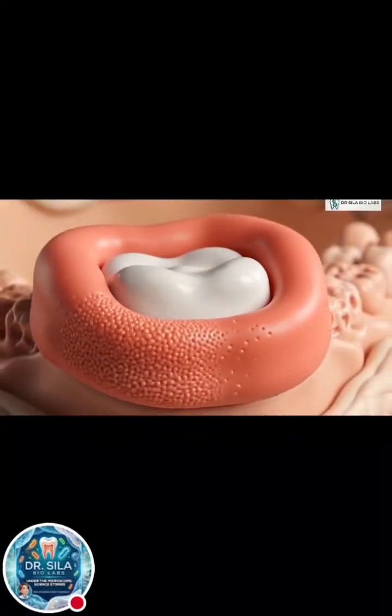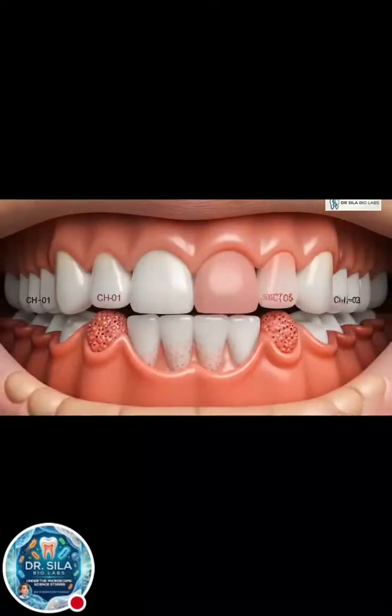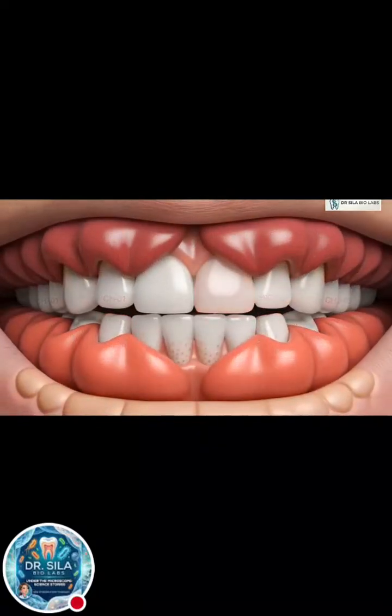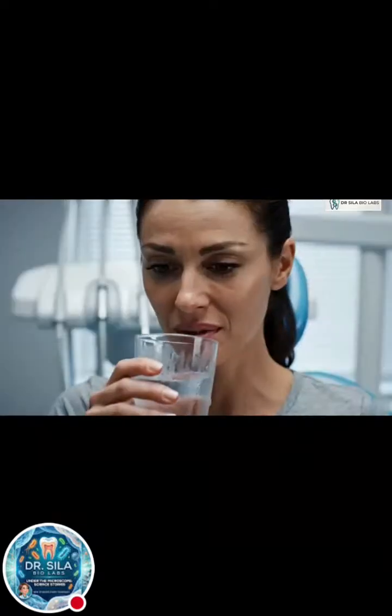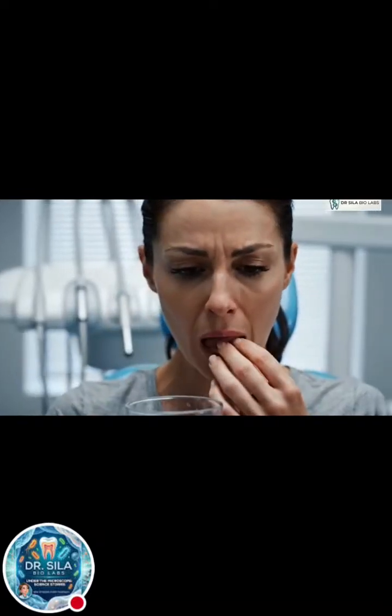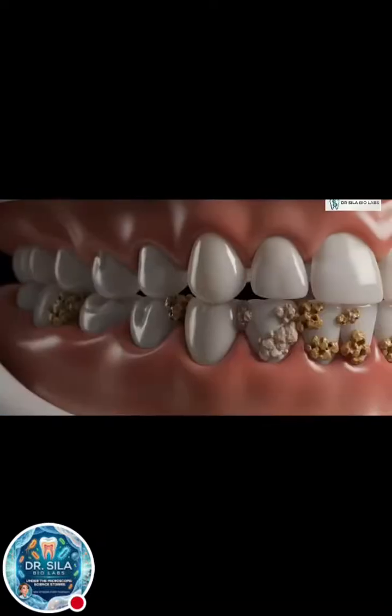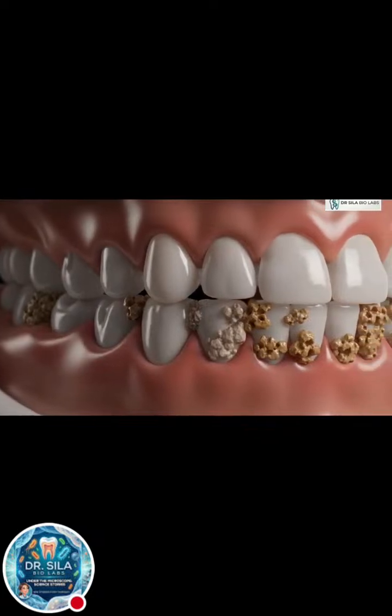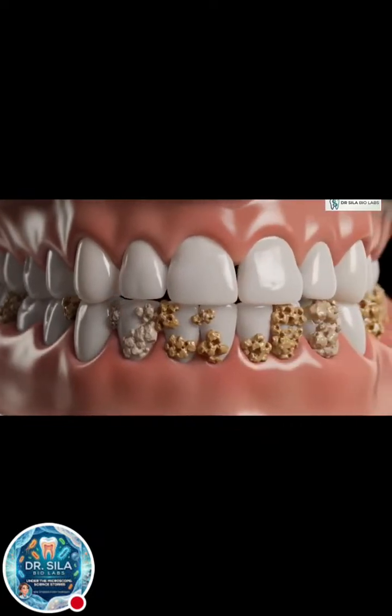Fortunately, removing the infection gives the tissues the opportunity to heal. In many cases, stability improves as inflammation decreases. But another common question remains. One of the most common questions after scaling is, why do my teeth feel sensitive now? To answer this, we first need to understand what calculus has been hiding.